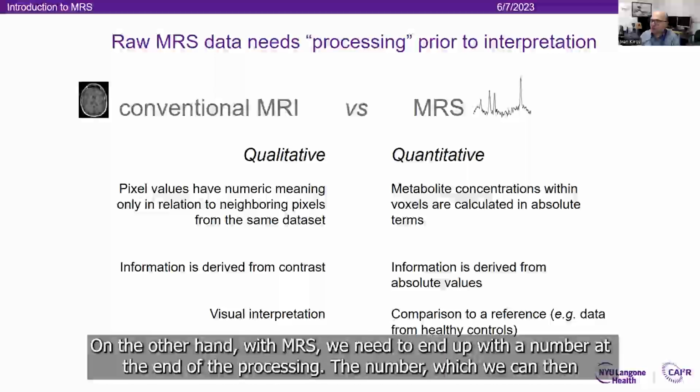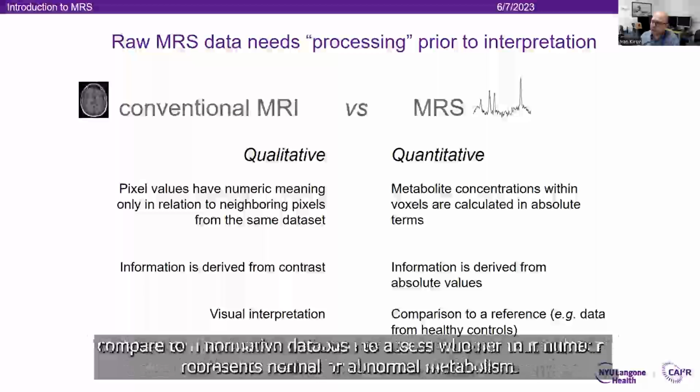On the other hand, with MRS, we need to end up with a number at the end of the processing, a number which we can then compare to a normative database to assess whether that number represents normal or abnormal metabolism.